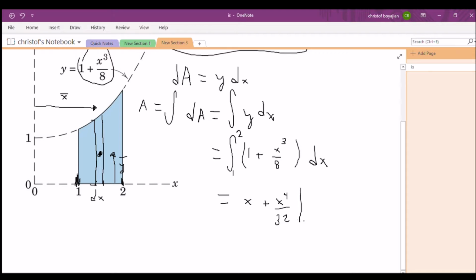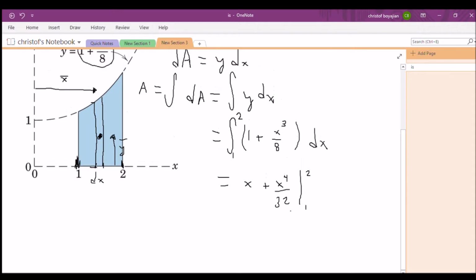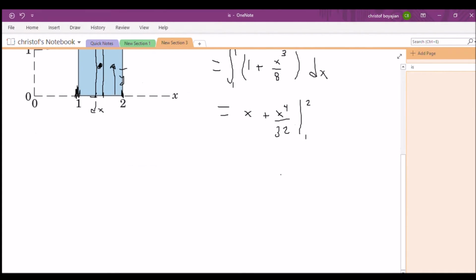And we evaluate this from 1 to 2. Okay, so this is our step from integrating right here. So make sure you know how to do that. If you don't know how to integrate polynomials, that will be in another video to brush up on your integration skills.